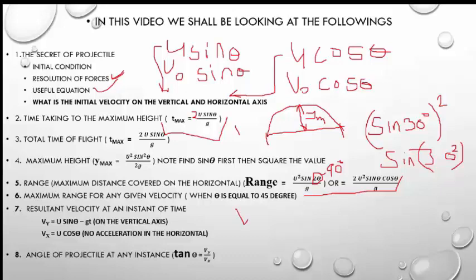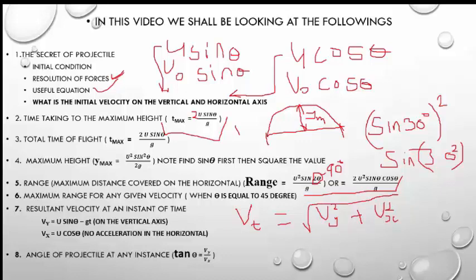And my V at a particular time will now be equal to the square root of Vy square plus Vx square. Then you find the square root. That is the velocity at an instant of time.